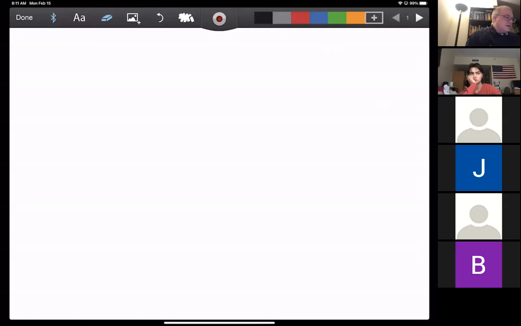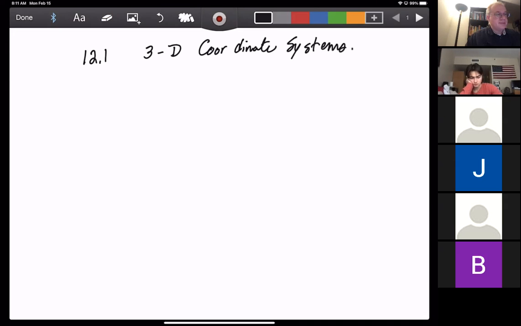So this is visible. So we're going to look at section 12.1, three-dimensional coordinate systems. And please unmute yourself and ask a question if something's not clear, if you can't read my writing, and so forth as we're going along. Or you can ask a question on chat, but I'm not always going to see the chat question immediately.